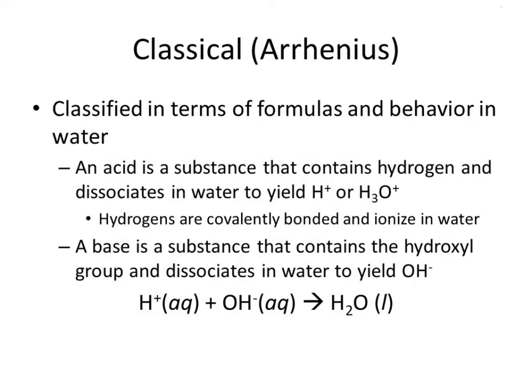Now H+ and H3O+ are used interchangeably. What happens if I have an H+ and I've got a water? That's where that H3O+ comes from. So basically it's the same thing. So this is what makes something acidic. We've got this covalently bonded hydrogen. It ionizes in water. Okay?